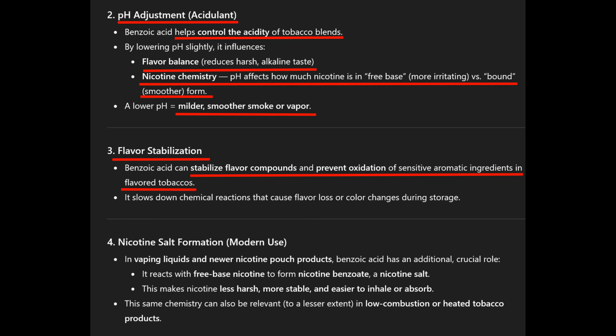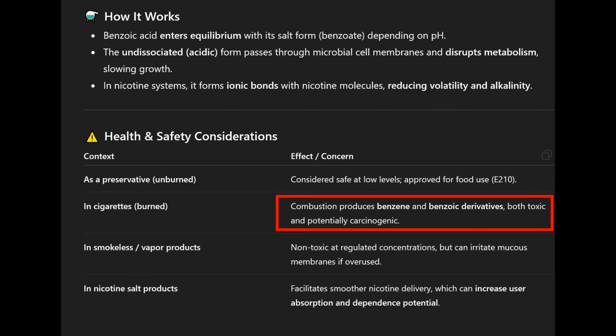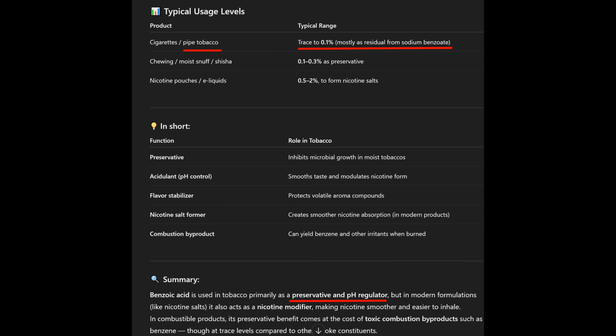To the third screenshot, how it works. And what we're interested in here is that the combustion produces benzene, I think, and benzoic derivatives, both toxic and potentially carcinogenic. That is something to take into account. Okay, so let's move further.